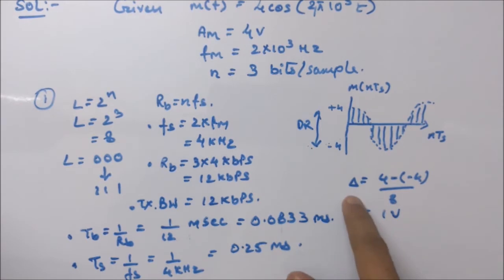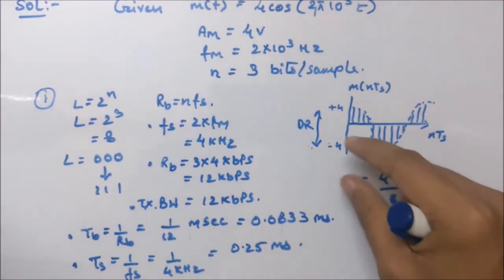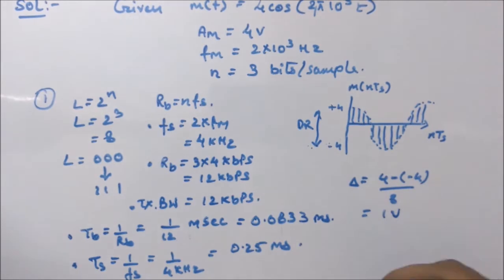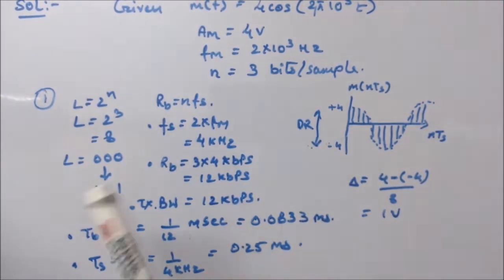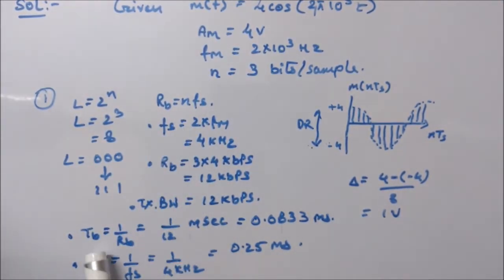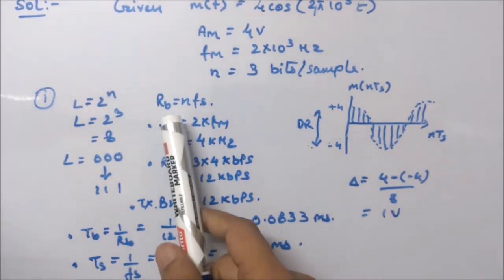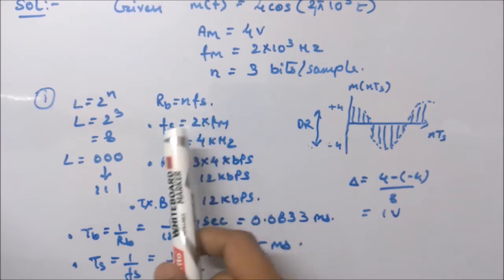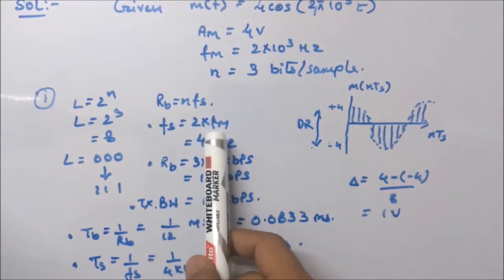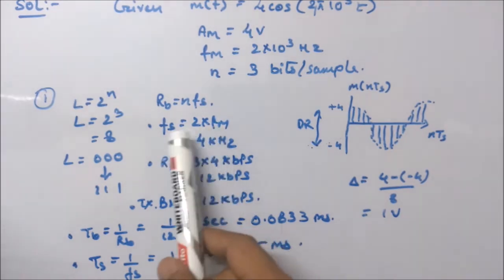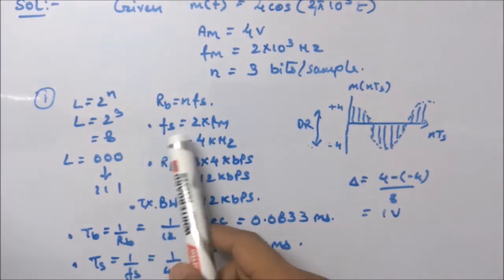So this is delta, meaning the points will be separated by a difference of delta in the amplitude range. What else can we calculate? We can calculate the bit period, that is 1 by Rb, and the sampling interval, that is 1 by Fs. Now how can we calculate Rb and Fs? Rb, as we have seen, is n into Fs, where Fs is equal to 2 into fm, from the sampling theorem or Nyquist interval.